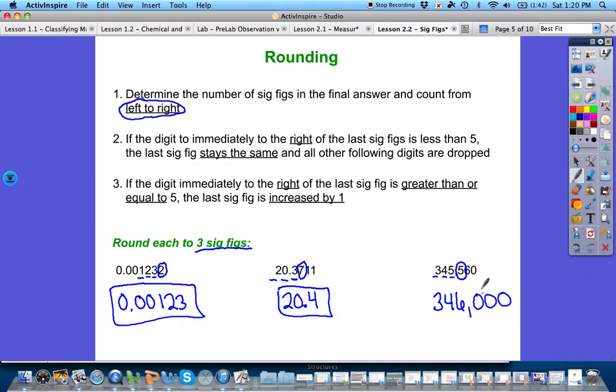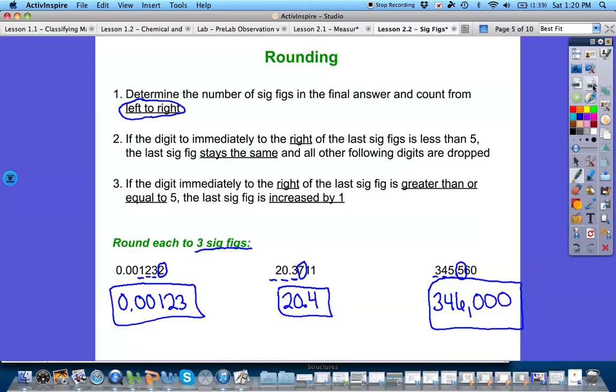They're just placeholders. But think about it, if you were doing a fundraiser and you raised $345,560 and the donor that you were working with said, oh, I'll just round it to 3 sig figs, you want them to round it to 346,000. You don't want them to round it to $346. So those are the rounding rules.